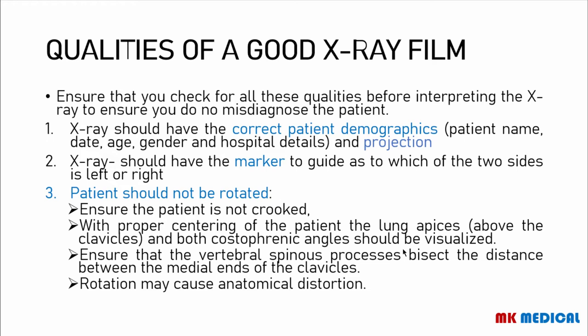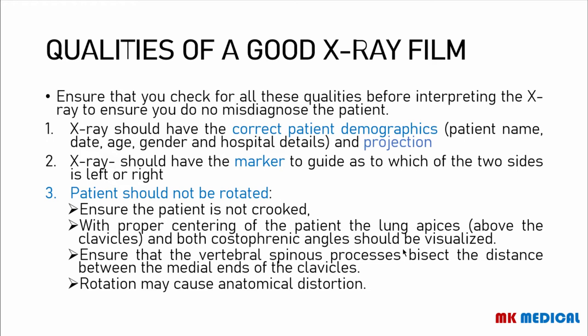So the first thing that you should look at is the demographics of the X-ray. Are they the correct patient demographics? Because the X-ray should have a name, the date that it was taken, the age of the patient, the gender of the patient, and preferably the hospital where it was taken. You should note the projection that is being taken. Is this an AP projection? Is this a PA? Is this a lateral? Is this a decubitus position? And the anatomical site: is this a chest X-ray, an abdominal X-ray, a pelvic X-ray, or a skull X-ray?